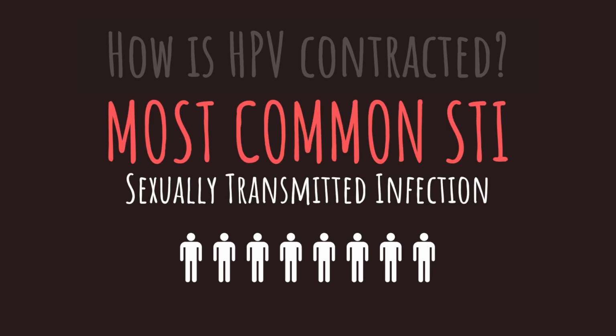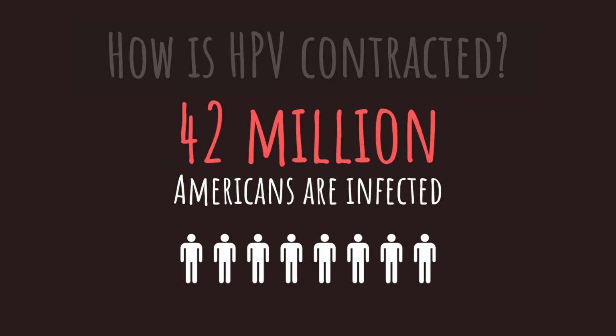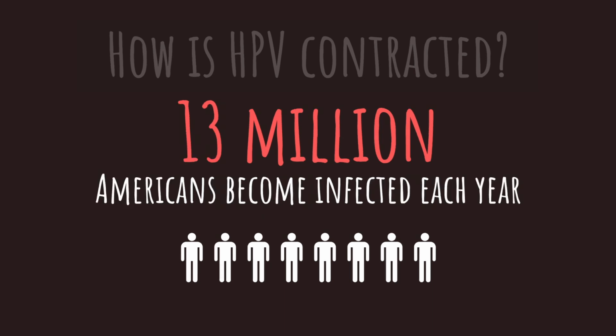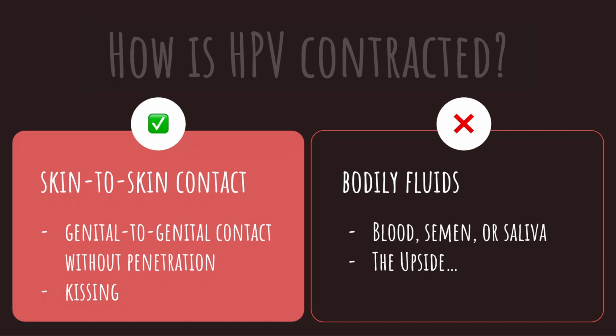And so HPV is the most common sexually transmitted infection. And according to the Centers for Disease Control and Prevention, or CDC, as of 2024, more than 42 million Americans are infected with HPV. And about 13 million Americans, including teens, become infected each year.